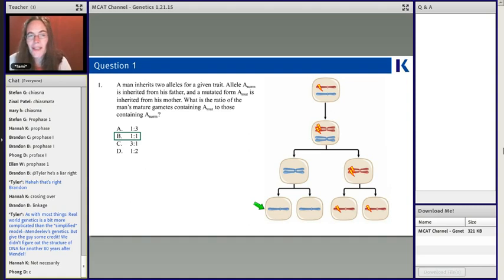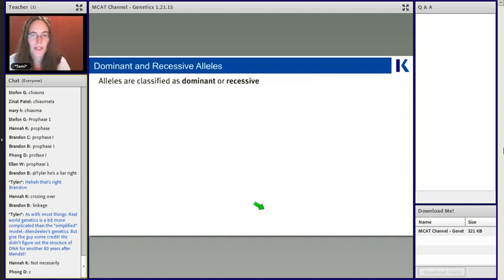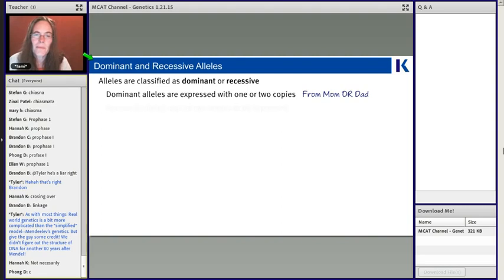Our next concept is dominant versus recessive. All right, we already said dominant and recessive. Dominant alleles show up whether it's homozygous or heterozygous. Recessive alleles, however, have to have both copies, one from mom and one from dad.